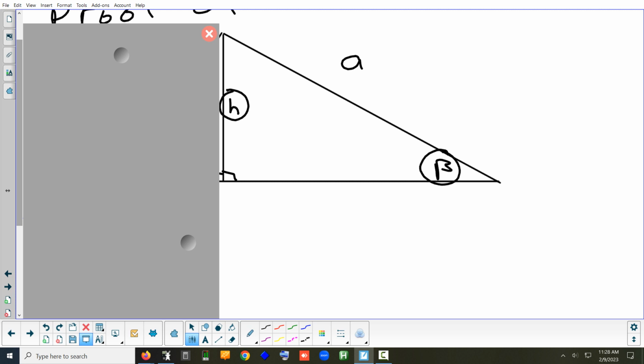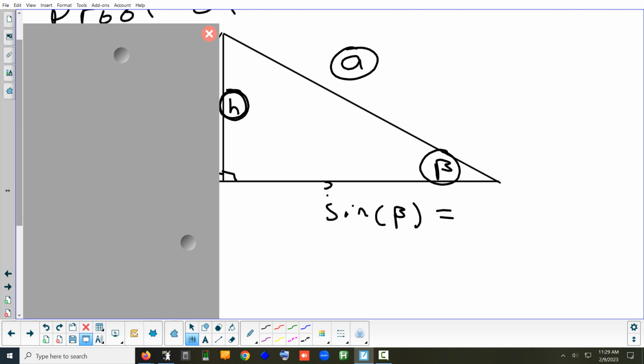I want to use this angle, this side, and that side. What trig function would involve H and A? Sine. A sine again. B sine of alpha equals H. The other one wouldn't it be cosine? Because cosine would be, yeah, if you knew this.